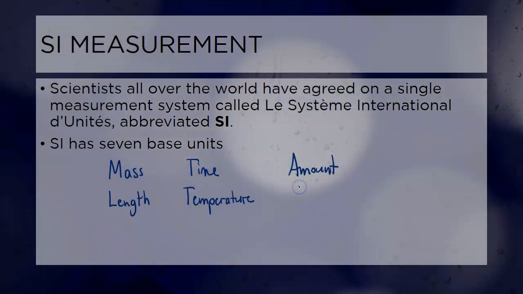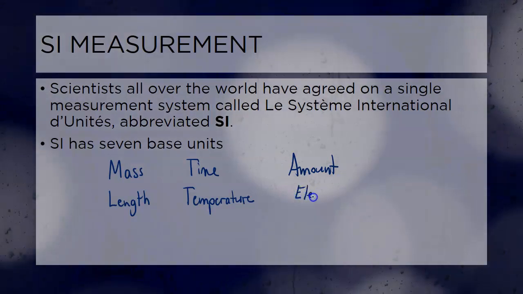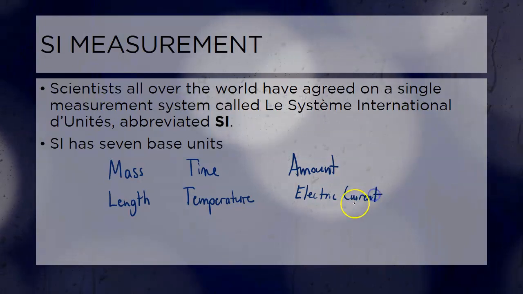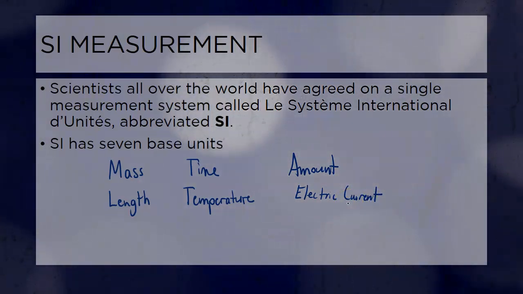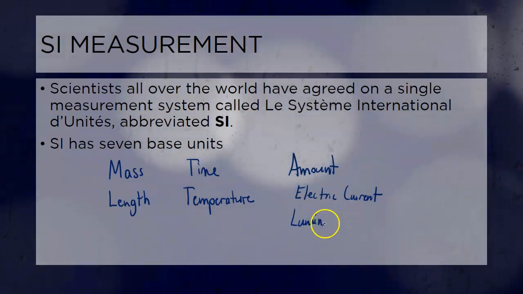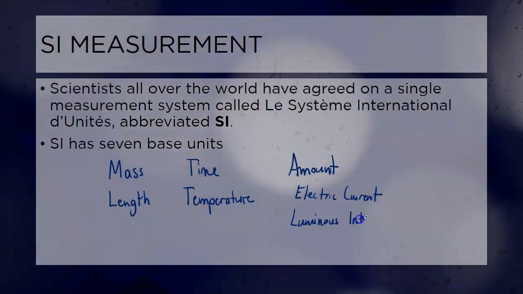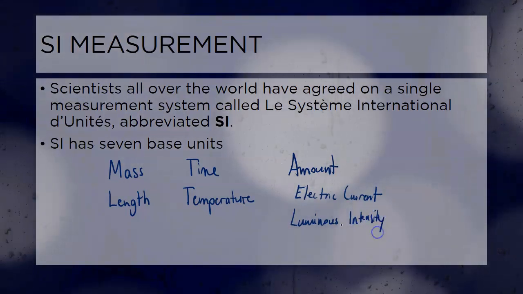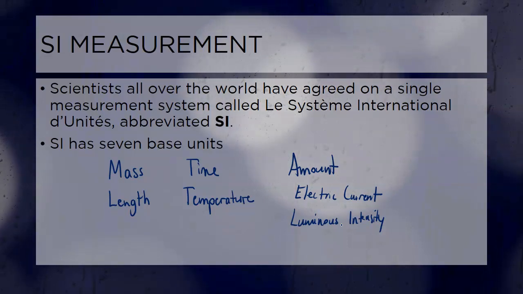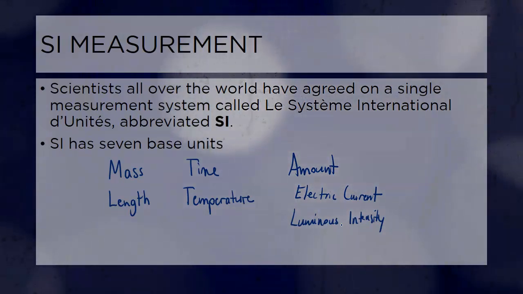And then, maybe a little bit. You get into Chem 2, you might see some stuff with electric current, the flow of electricity. And then the last one would be luminous intensity. So these are my 7 base units, and we're going to define an SI unit for each of them on the next page.